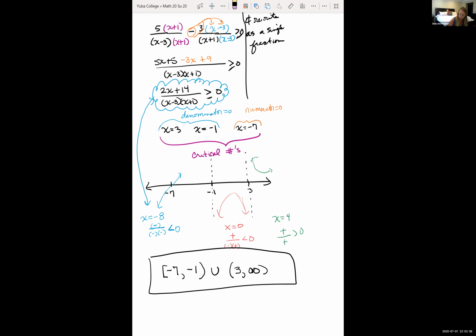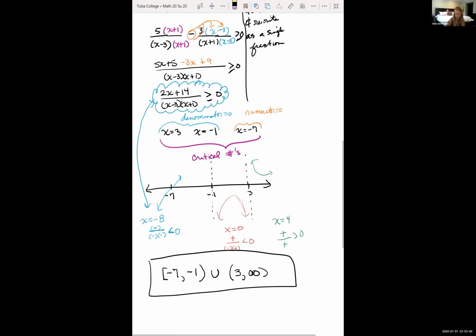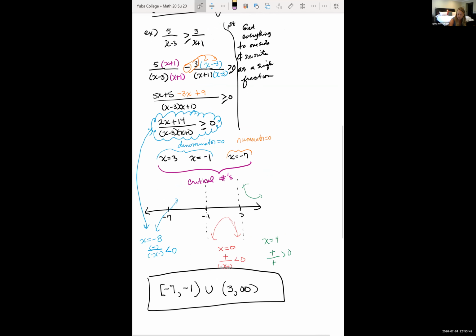So we got our solution to our original rational inequality. So any number you plugged in there that falls in that set or that interval of x values should give you a true statement back. Anything that falls outside of those numbers should give you a false statement.